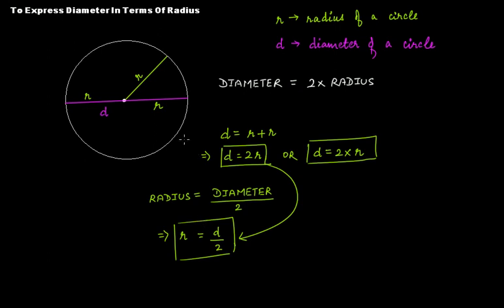So this was about expression of diameter in terms of radius and expression of radius in terms of diameter. That is, we have formed a rule using the variables, where r represents the radius of a circle and small d represents the diameter of a circle.